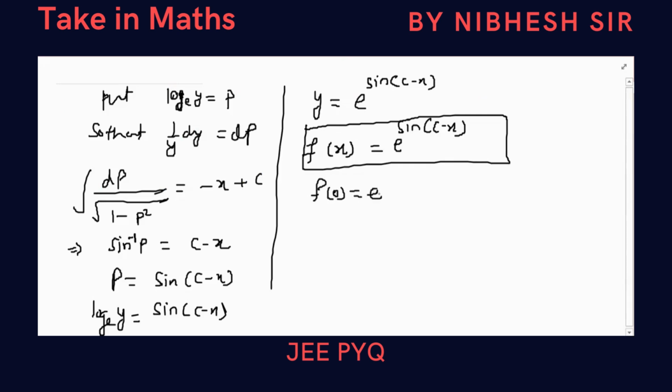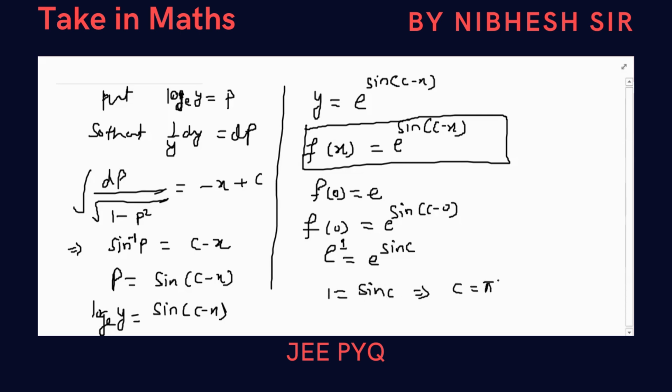F0 is e, so f0 is basically e to the power sin of c minus 0, putting the value of x as 0. So e equals e to the power sin c. Comparing the power of e, 1 equals sin c. When sin c is 1, c is pi by 2. So we get the value of c as pi by 2.